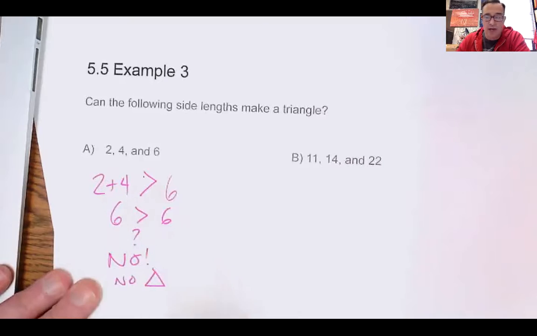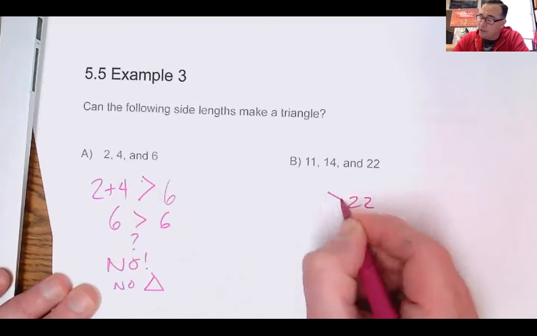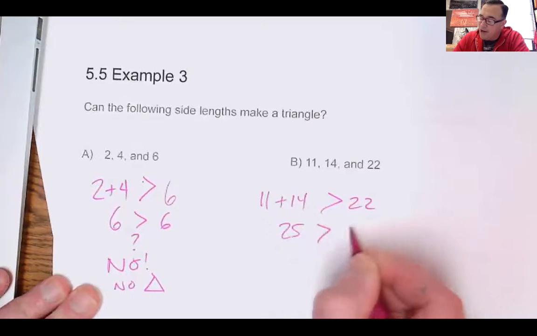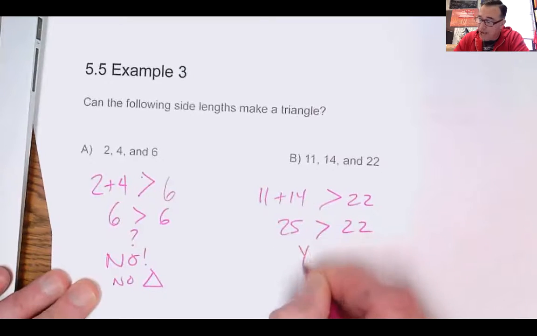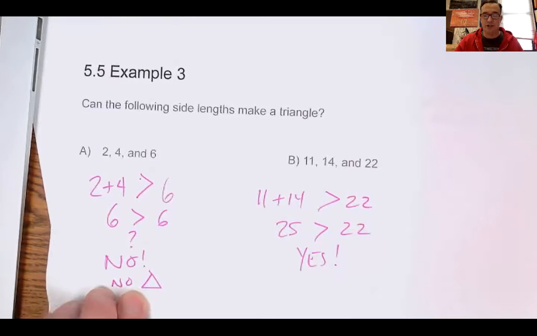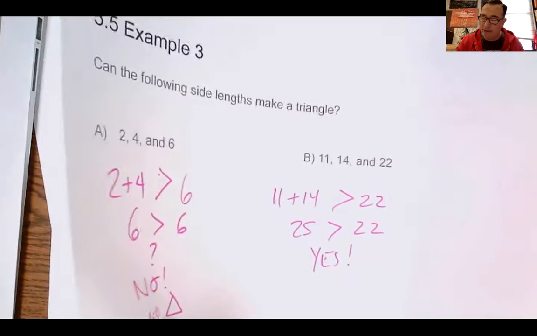We can't make a triangle if the biggest side is not less than the sum of the two smaller ones. This one, we got 22. Is 22 less than 11 plus 14? Well, these together are 25. 25 is greater than 22. So yes, we can totally make a triangle there. Y'all good? Remember, biggest side less than the sum of the two smaller sides. All righty. Somebody has written in French more than once. No, no triangle. Absolutely right.